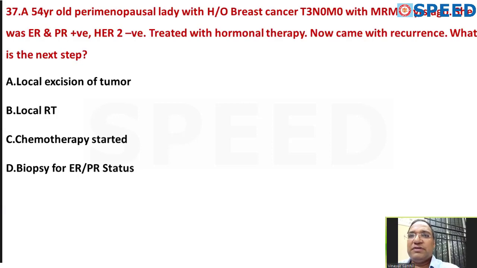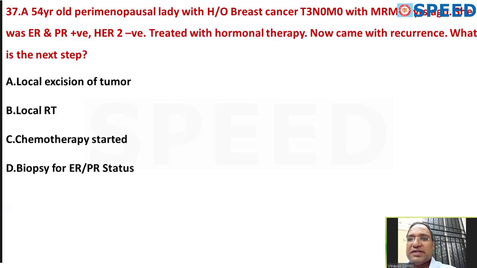Now read this question. I have a question on tension pneumothorax. We'll finish this and come back to this. 54-year-old perimenopausal lady with a history of breast cancer, T3, N0, M0 with an MRM 10 years ago. She was ER positive, HER2 negative, treated with hormonal therapy, now comes with recurrence. What is the next step?